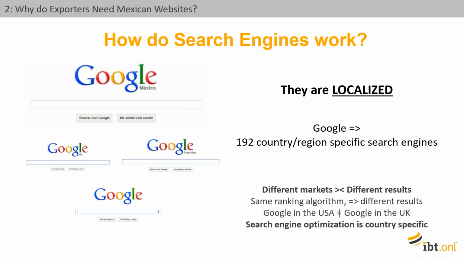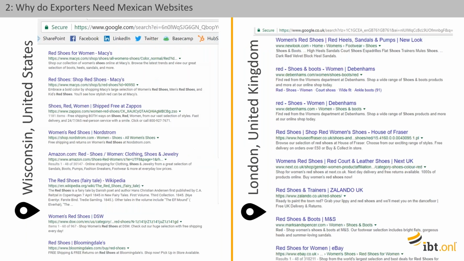So when you think of Google, you can think of it as 192 different Googles, each one specific for that country. Now, Samantha and I did something a bit silly. We just looked at 2 different searches. Samantha sitting in Florida. Actually, she was in Wisconsin when she did this. But anyway, she typed in red shoes, and me sitting in London, I typed in red shoes.